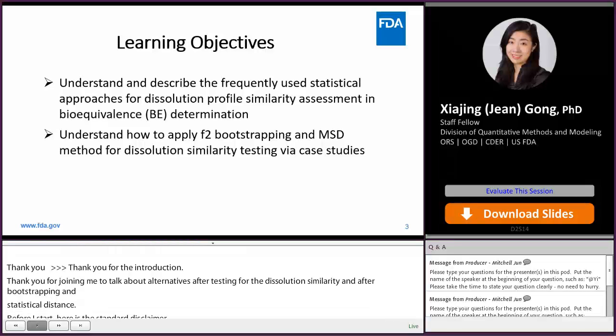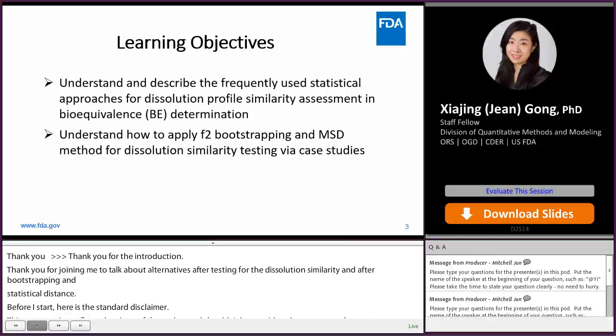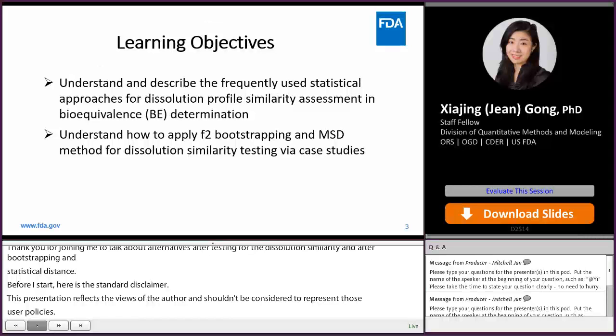The objectives of my presentation today are to understand and describe the frequently used statistical approaches for dissolution profile similarity assessment in bioequivalence determination, and to understand how to apply F2 bootstrapping and MSD method for dissolution similarity testing through case studies.